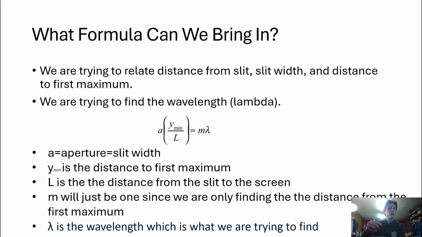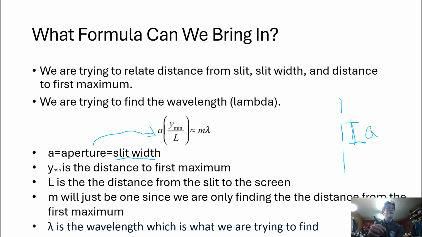It turns out this formula here: a times y min over L equals m times lambda. The a is the aperture. This sounds like a big word, but it's actually just the slit width. So it's just the distance between the holes in our slit. So it's just that distance there to there is a. And then what is our y min?